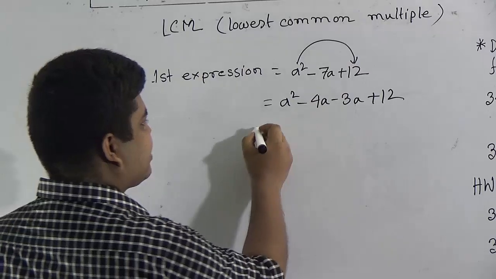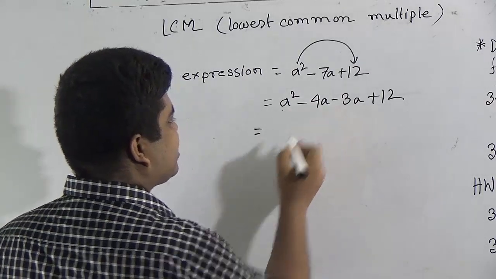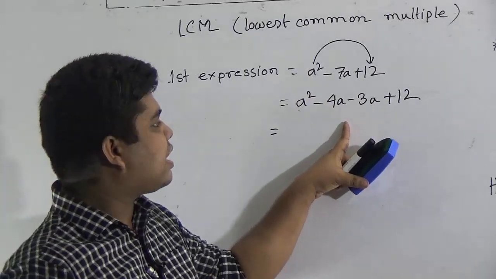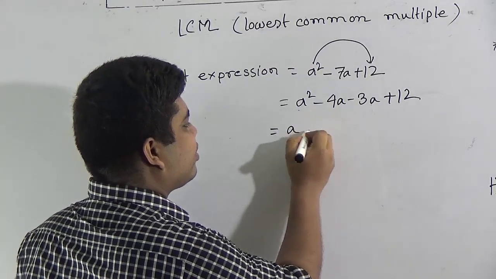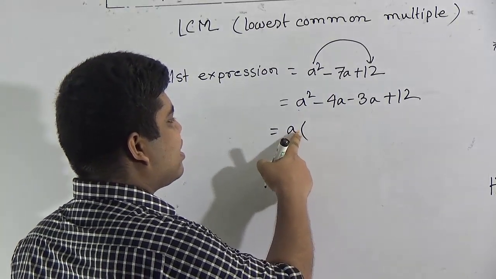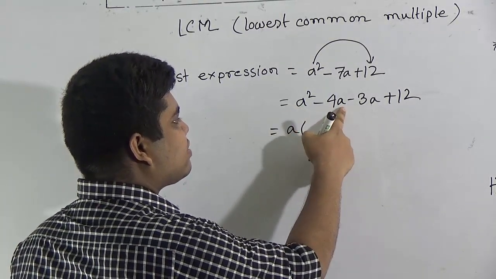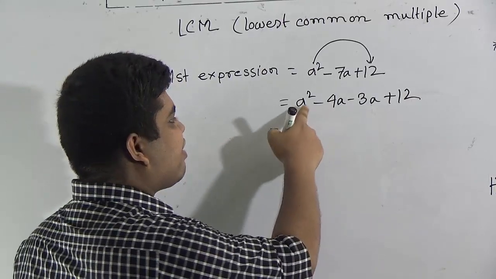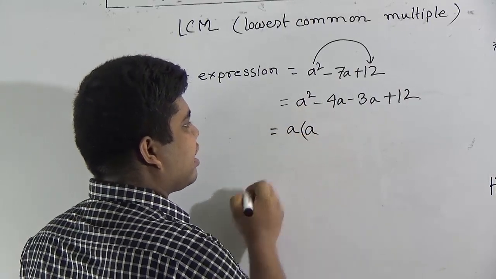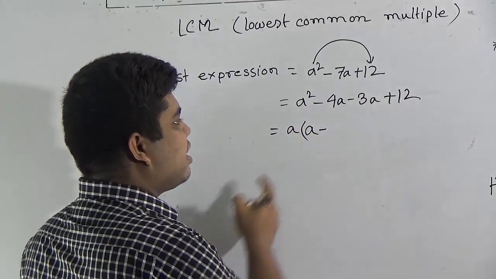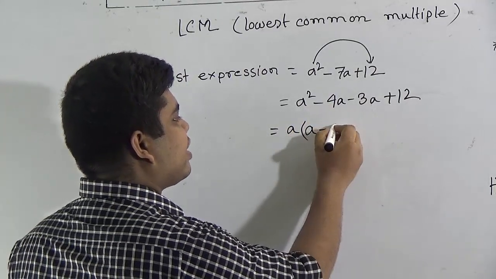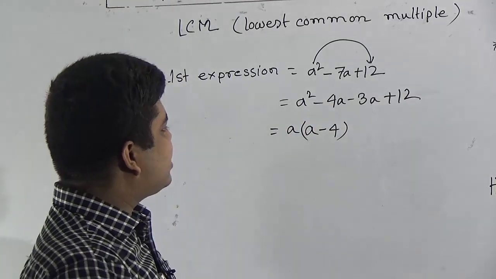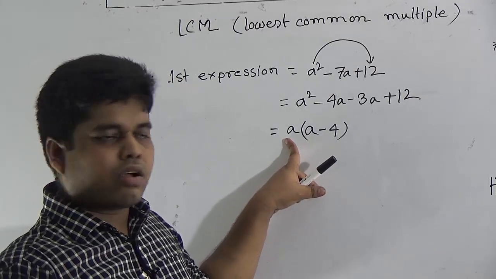Okay. Next, a square minus 4a. From these two terms, I take a common. Common means divide a square minus 4a by a. If we divide a square by a, then we get a. This minus sign is here. If we divide 4a by a, then we get 4. I hope you understood how to take a as common.